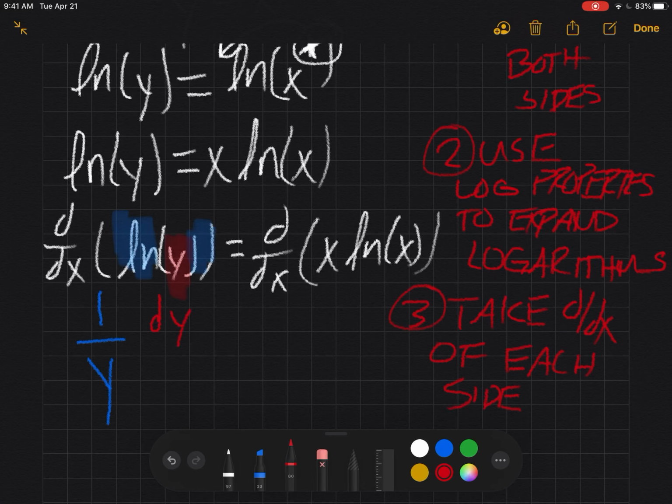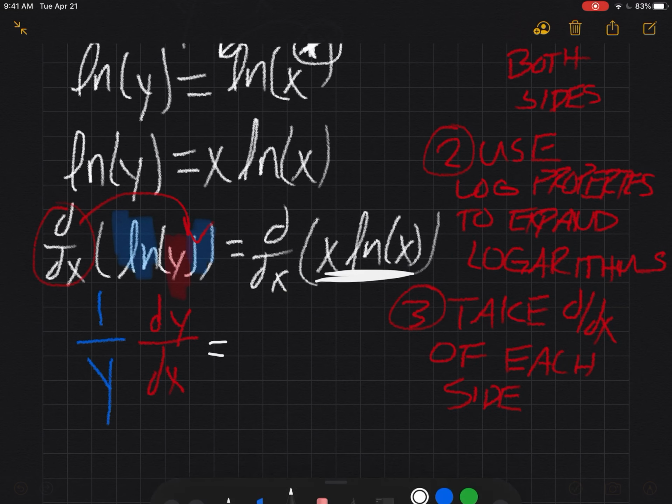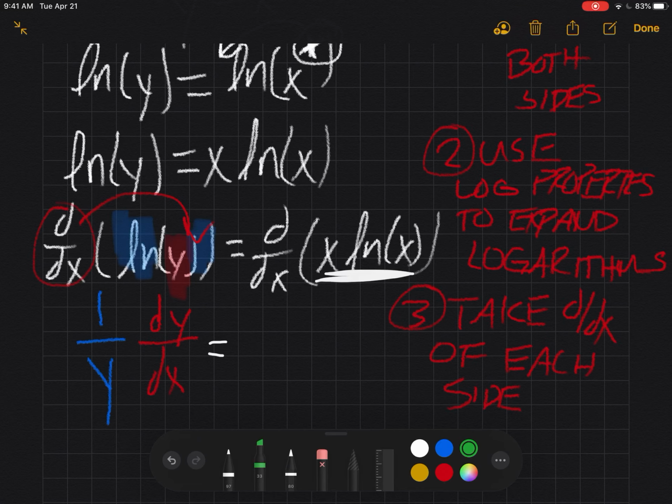So on the left-hand side, we're treating this y as a function of x. So we're actually going to use the chain rule. So y as a function of x is going to be our inside function, and the logarithm is going to be our outside function. So we're going to end up with, from the outside, 1 over y, and then taking the derivative of y, we can just write that as the derivative of y with respect to x, because that's what we're taking. We're taking the derivative with respect to x of this function y.